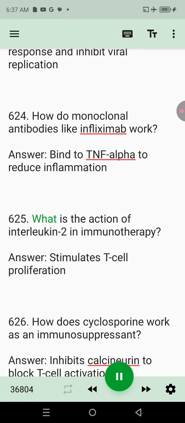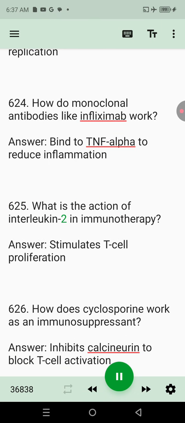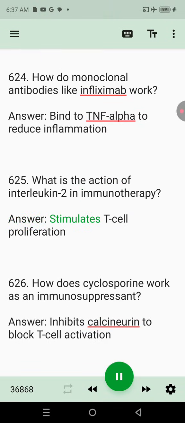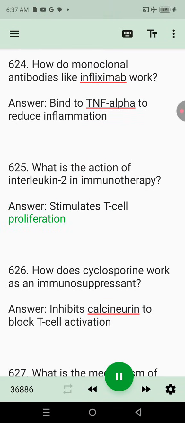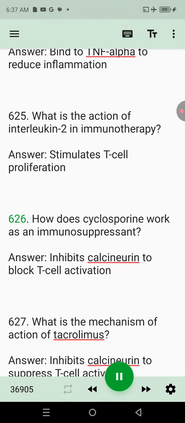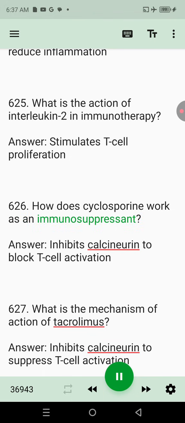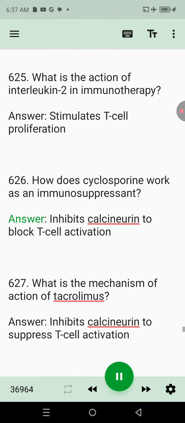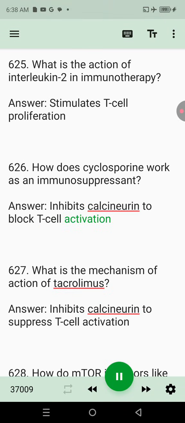625. What is the action of interleukin-2 in immunotherapy? Answer. Stimulates T-cell proliferation. 626. How does cyclosporin work as an immunosuppressant? Answer. Inhibits calcineurin to block T-cell activation.